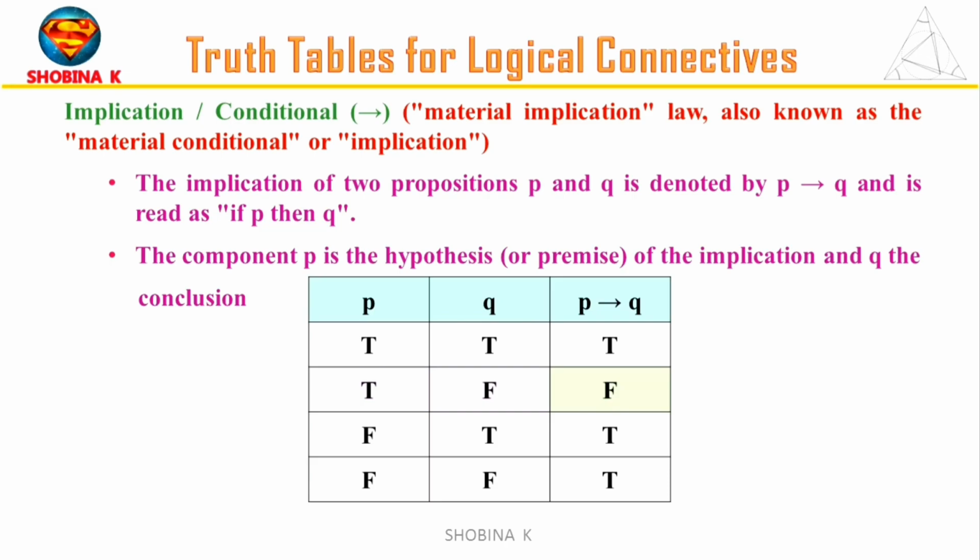It means if P is true, then Q must also be true for the implication to be considered true. If P is true and Q is false, then the implication is false. If P is false or both P and Q are true, then the implication is true. P implies Q is true when P is false, regardless of whether Q is true or false. Also when both P and Q are true. The implication is false only when P is true and Q is false.